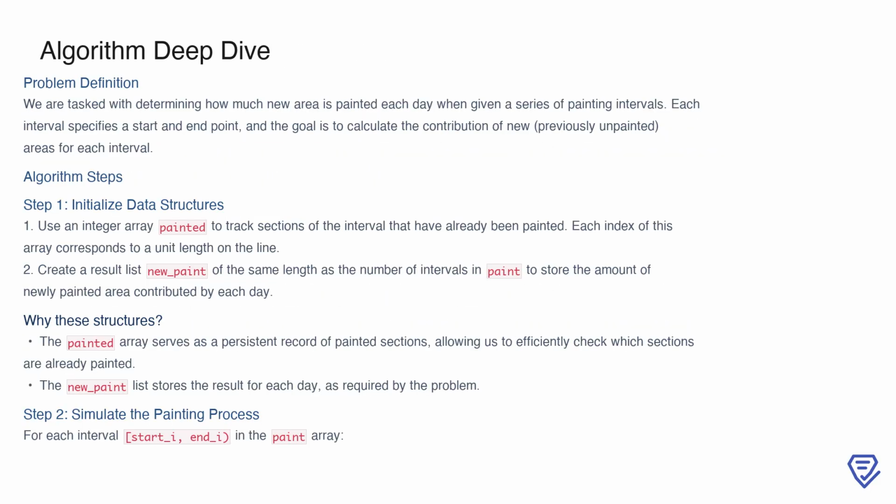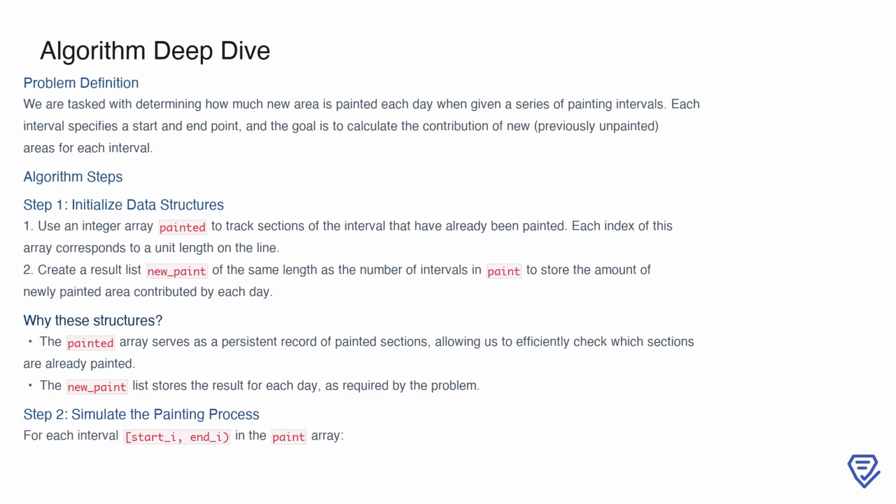To solve this problem, we need to calculate how much new area gets painted each day, given a series of intervals where painting occurs. Each interval specifies a start and end point, and our goal is to determine the contribution of newly painted sections for each day. To do this, we start by initializing two key data structures. First, we use an array called painted, where each index corresponds to a unit length along the line. This array will help us keep track of which sections have already been painted.